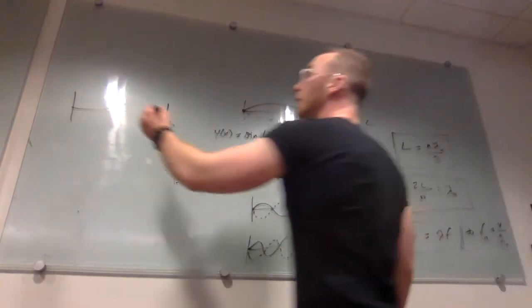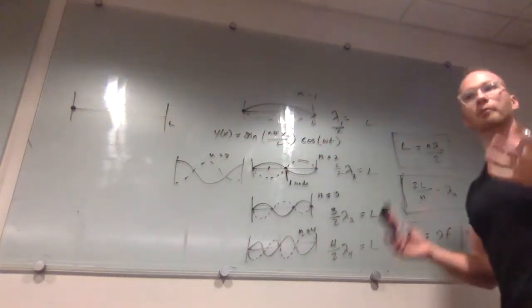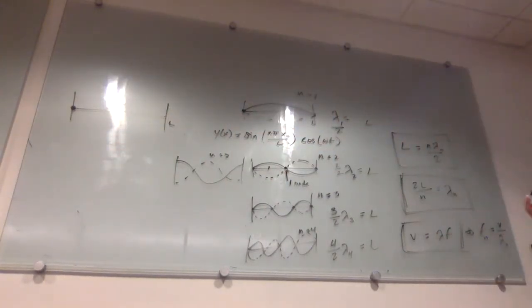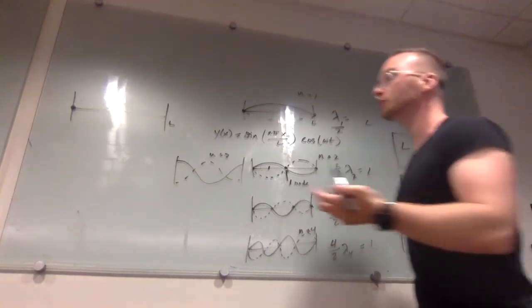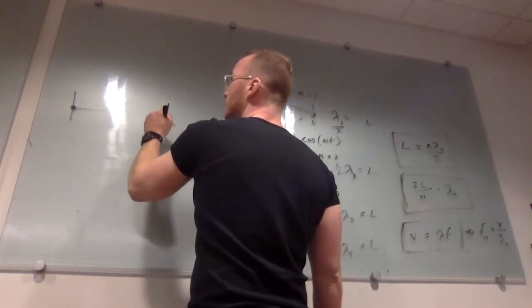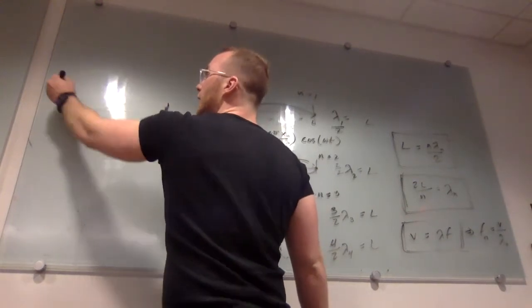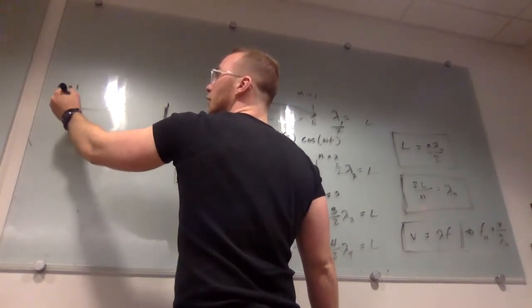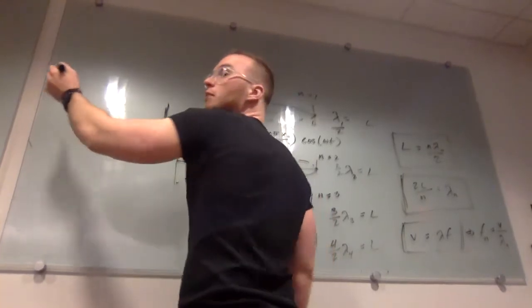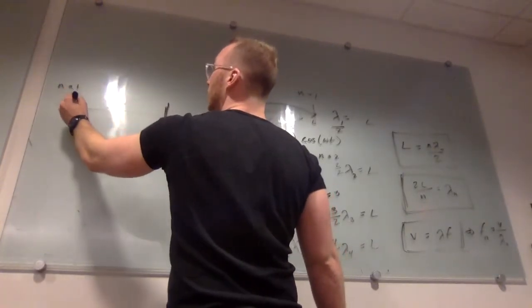But for closed-open, there are some woodwind-type instruments where one end is closed and one end is open. That means the boundary condition is that this end has to be an antinode and this end has to be a node. In that case, n equals 1, the lowest, will be like this.